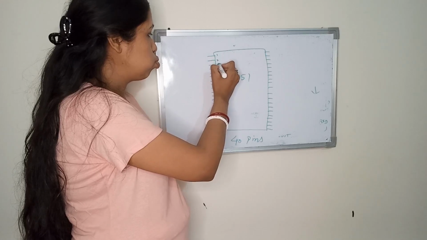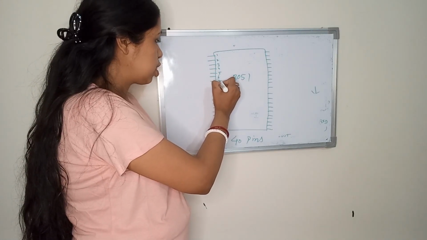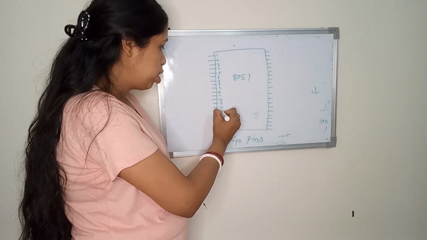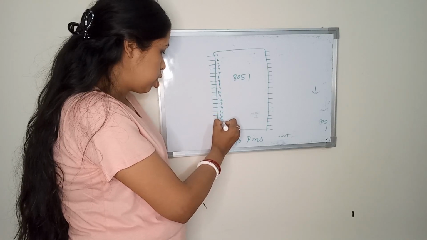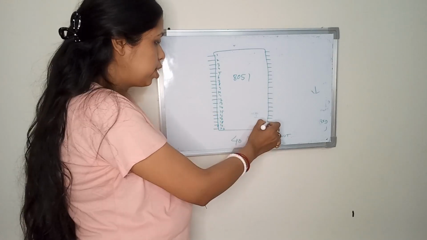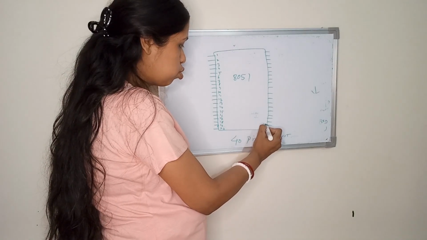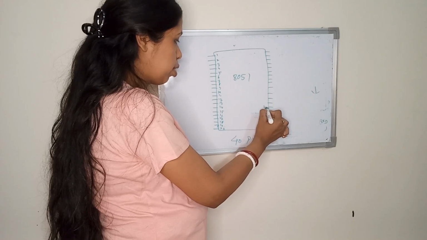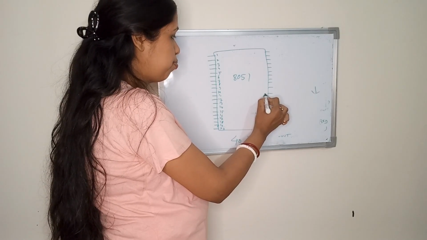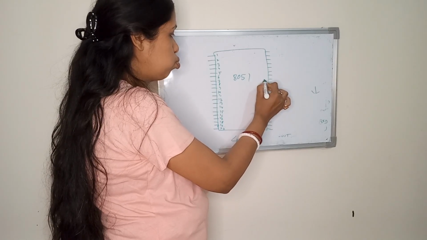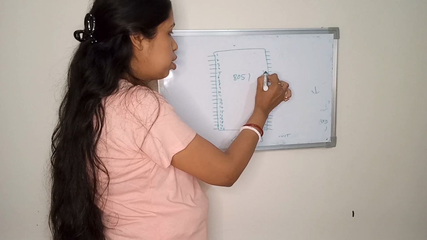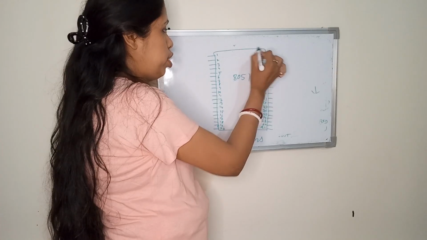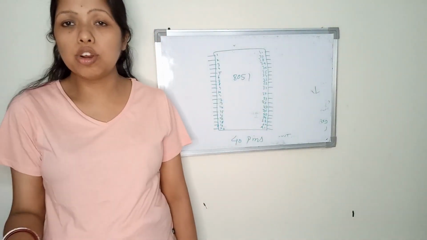Here it is 1, 2, 3, 4, 5, 6, 7, 8, 9, 10, 11, 12, 13, 14, 15, 16, 17, 18, 19, 20. And then 21 starts from here: 21, 22, 23, 24, 25, 26, 27, 28, 29, 30, 31, 32, 33, 34, 35, 36, 37, 38, 39, and 40.